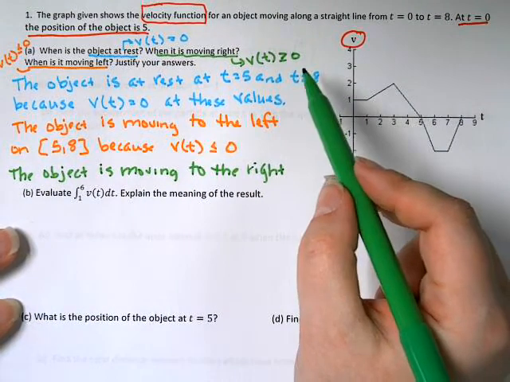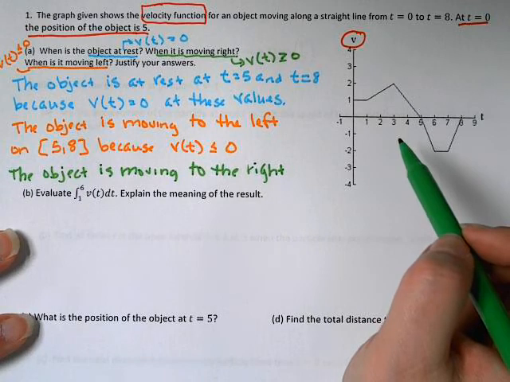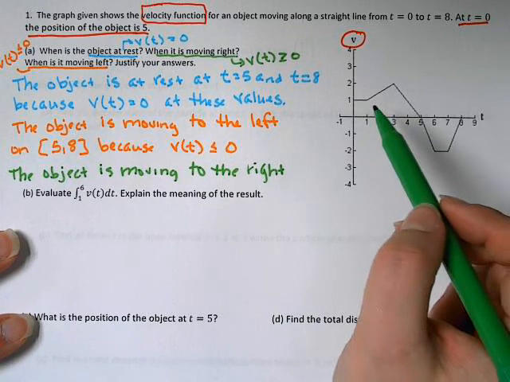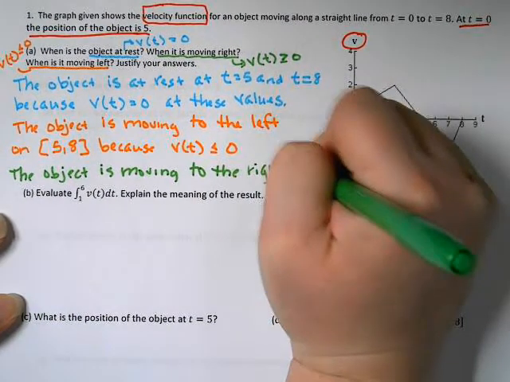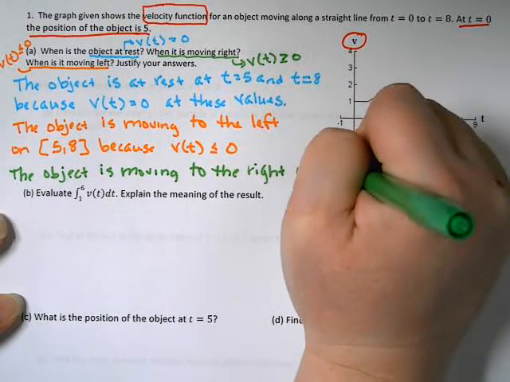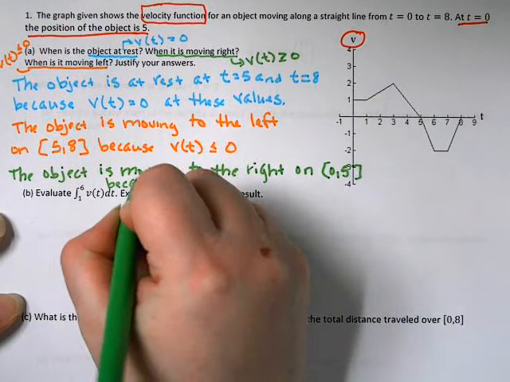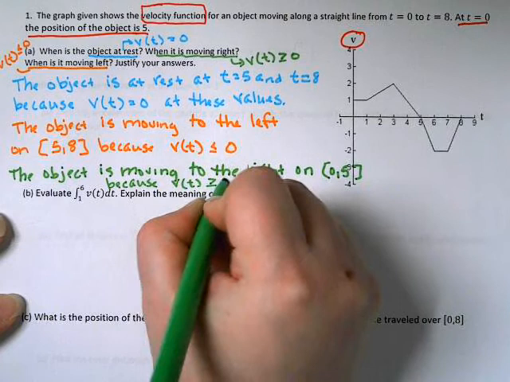Well, velocity being greater than or equal to 0, since this is the velocity function, I want wherever it's positive, so where it's above the x-axis. So that would mean from 0 to 5. So the object is moving to the right on the interval from 0 to 5 because v of t is greater than or equal to 0.